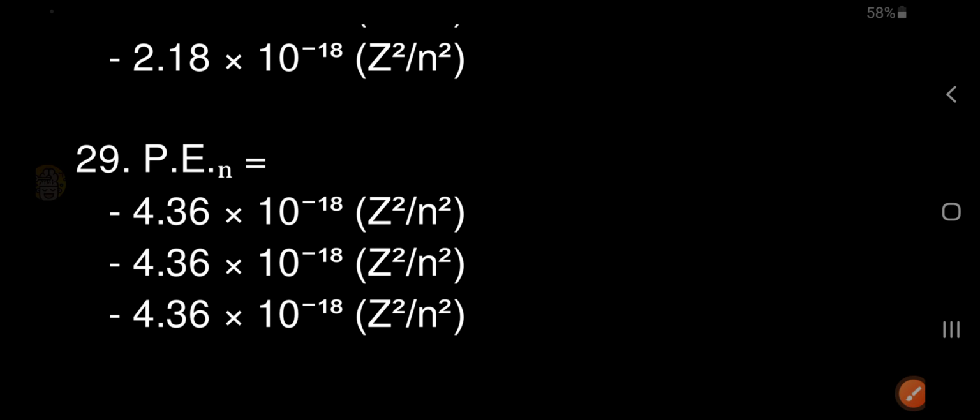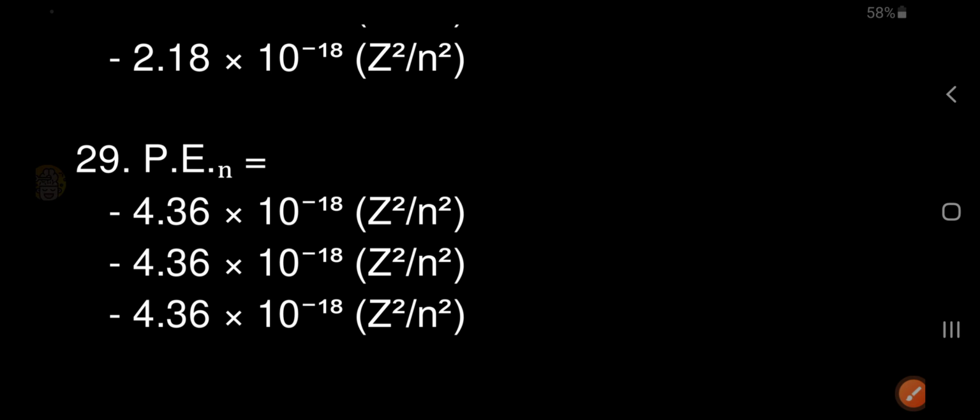Kinetic energy of nth orbit is 2.18 into 10 to the power minus 18 into z square by n square. Potential energy of nth orbit is 4.36 into 10 to the power minus 18 into z square by n square.